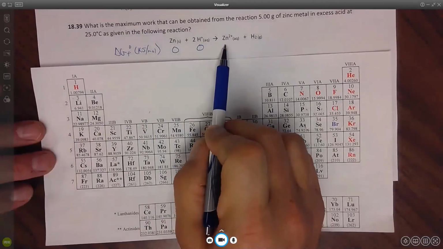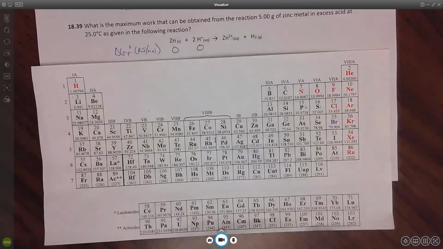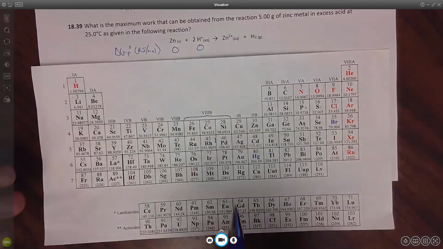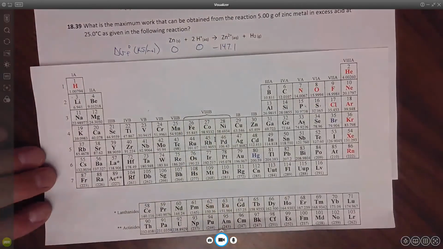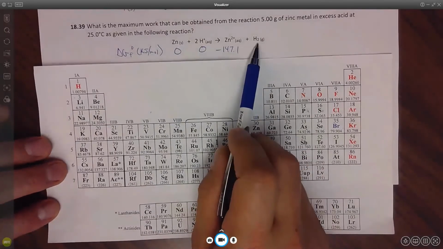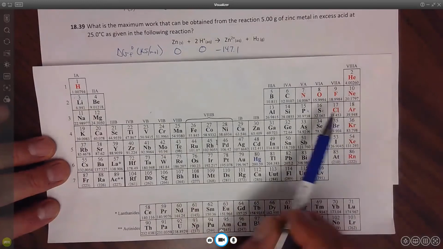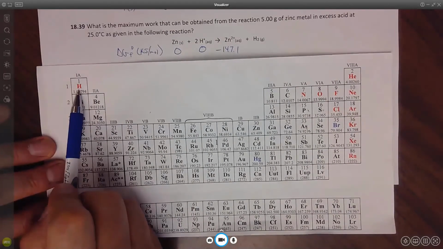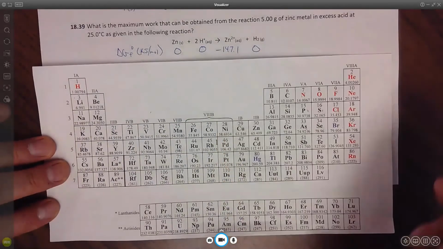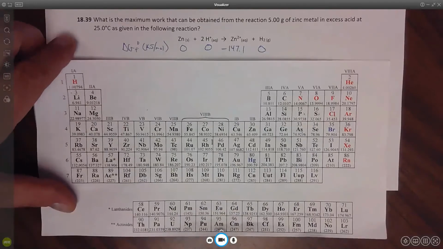Zinc 2 plus is not zinc solid, so I'm going to have to look up the value for zinc 2 plus, and it's negative 147.1. And then again, I noticed that the hydrogen gas, well, isn't that the elemental form? It's a gas, it's a diatomic, so that's its elemental form, so it's 0. So you can save yourself a lot of time from trying to look these things up in tables, okay?